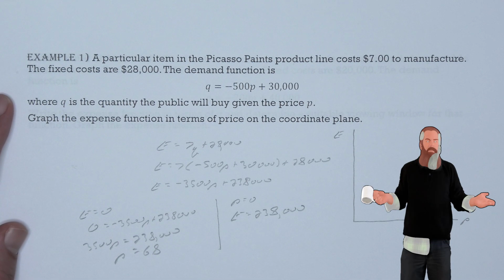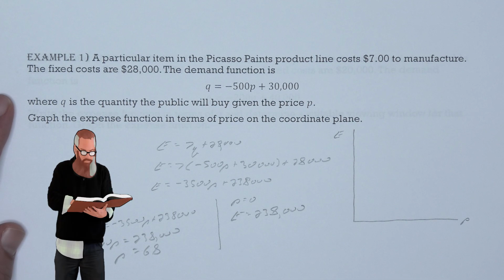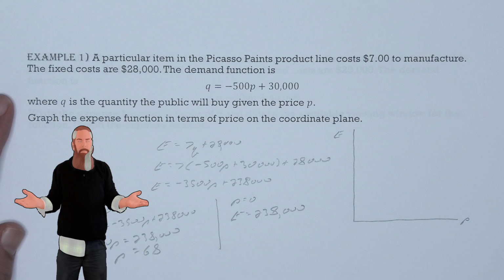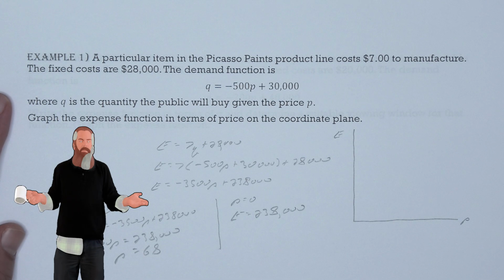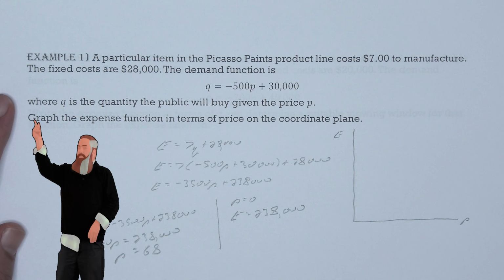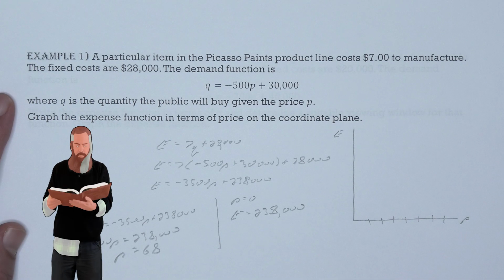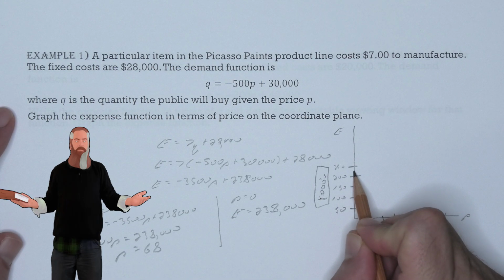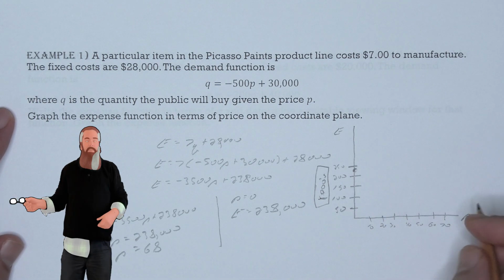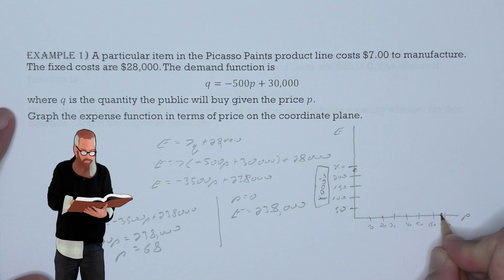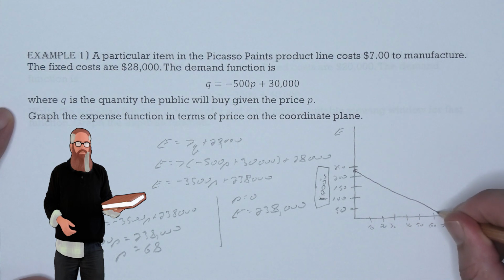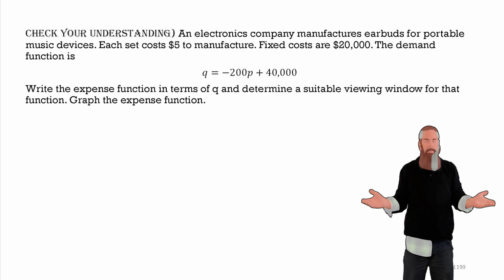Use the intercepts to determine the size of this viewing window. In order to get a full picture, we're going to use window values that are slightly greater than the intercepts. Choose the appropriate scale for each axis. In this case, set the horizontal axis to 0 to 70 with a scale of 10 and the vertical axis at 0 to 240,000 with a scale of 50,000. So we can say 10, 20, 30, 40, 50, 60, 70. This would mean the E-axis intercept will occur at 238,000, and the P-axis intercept will occur at 68. So even if drawing it by hand, we can get a pretty good idea of what it's going to look like. Let's check our understanding.